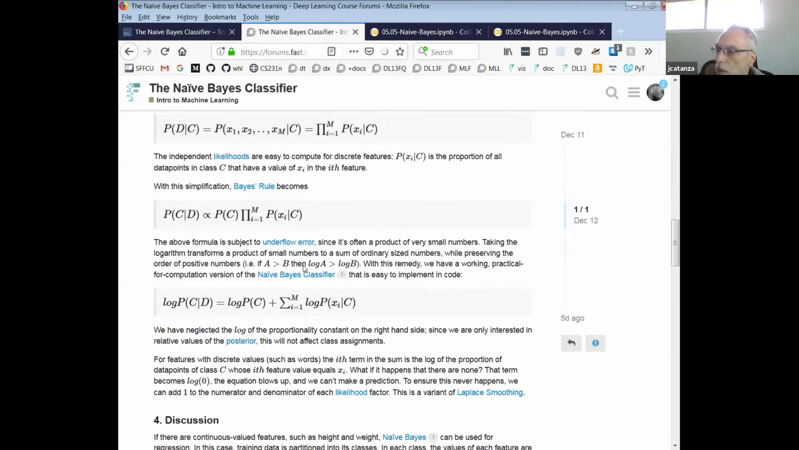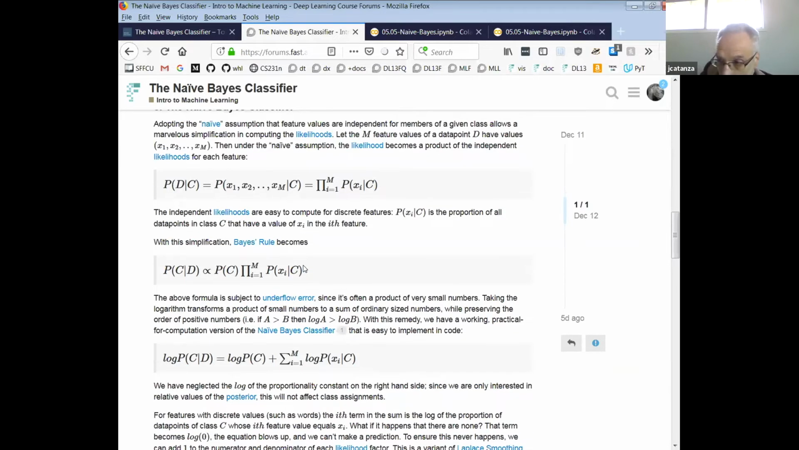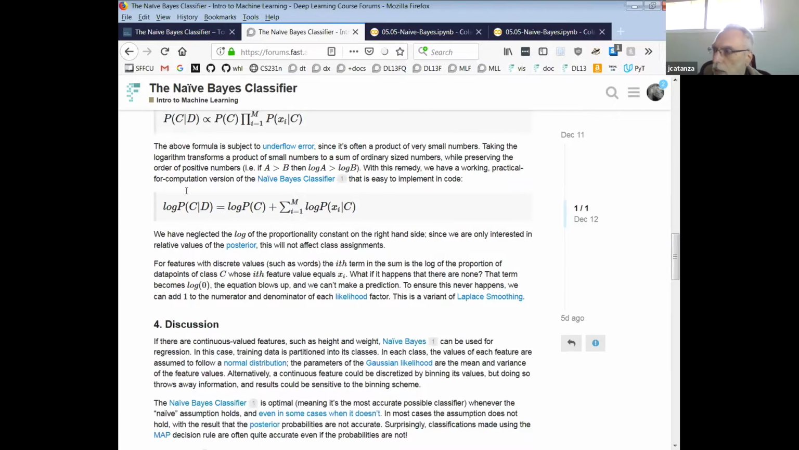And then the comment here is that you have a product of likelihoods, and the likelihoods can be small, and there could be many of them. So this equation is subject to underflow error, so you don't really want to use it for practical computation. Instead, you want to take the logarithm. And what you get when you do that is the next equation, and that's the naive Bayes classifier right here.